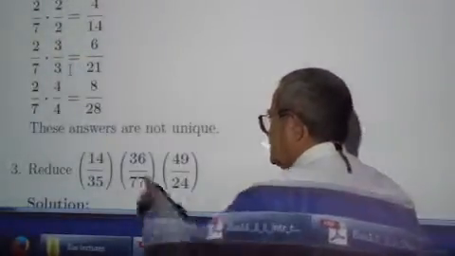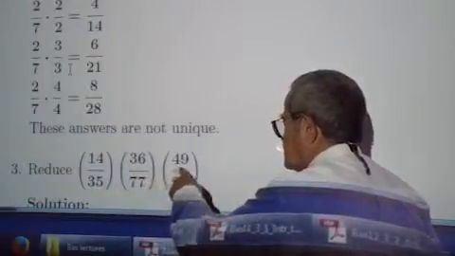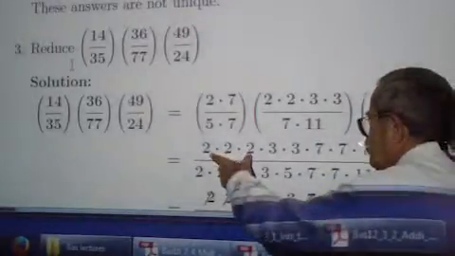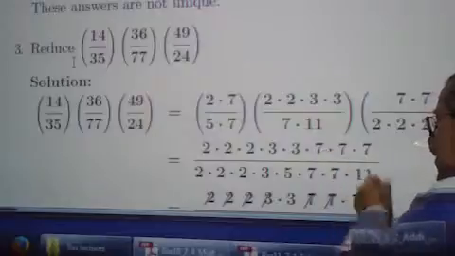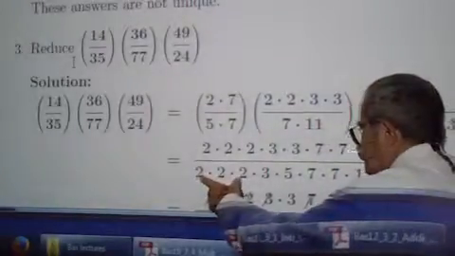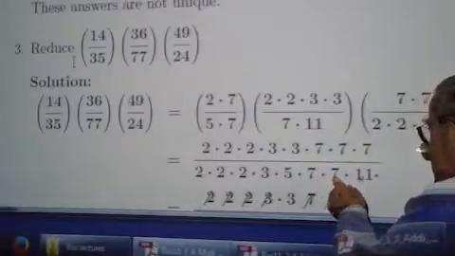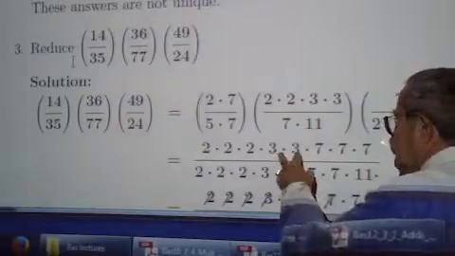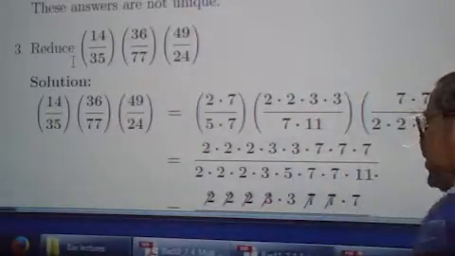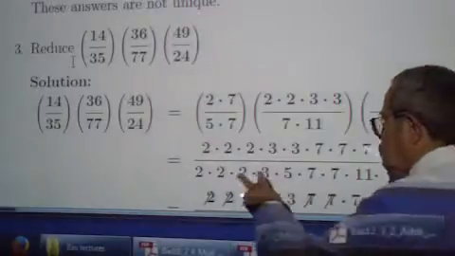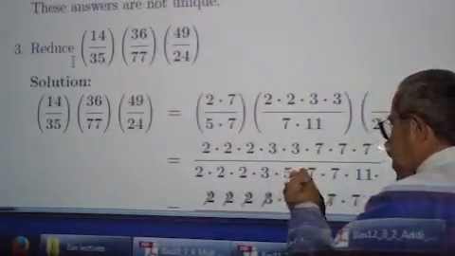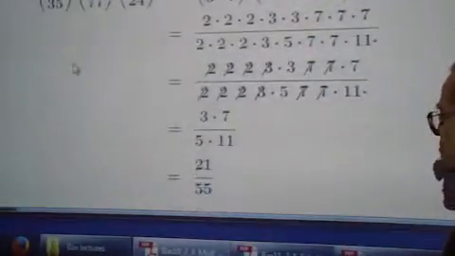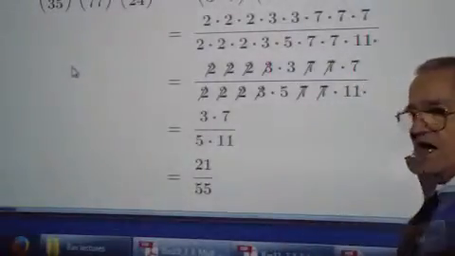And then we wanted to reduce 14 over 35 times 36 over 77 times 49 over 24. I got a prime factorization, which is 2 times 2 times 2, 3 times 3, 7 times 7 times 7, over 2 times 2 times 2, 3 times 5 times 7, 7 times 11. I'll repeat. 2 times 2 times 2, 3 times 3, 7 times 7 times 7, divided by 2 times 2 times 2 times 3 times 5 times 7 times 7 times 11. And when you reduce, you are supposed to get 21 over 55.